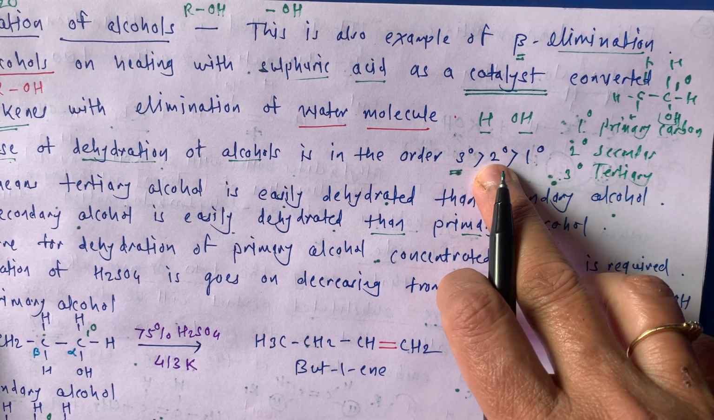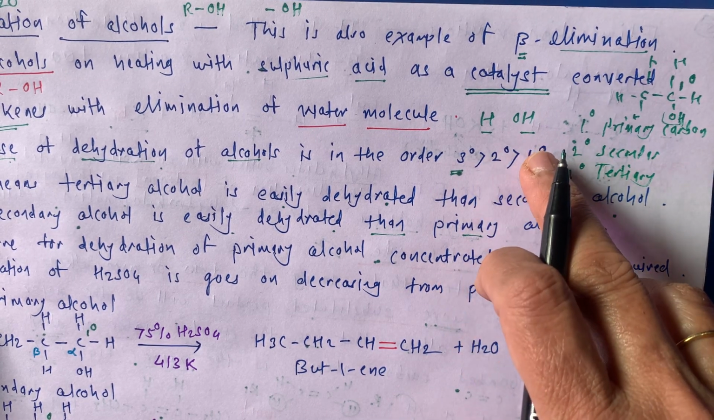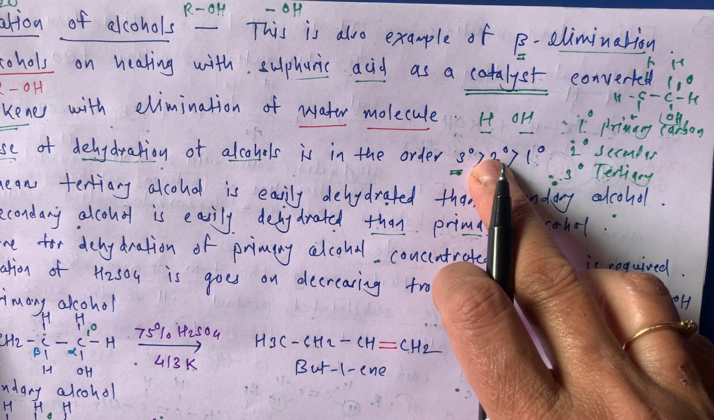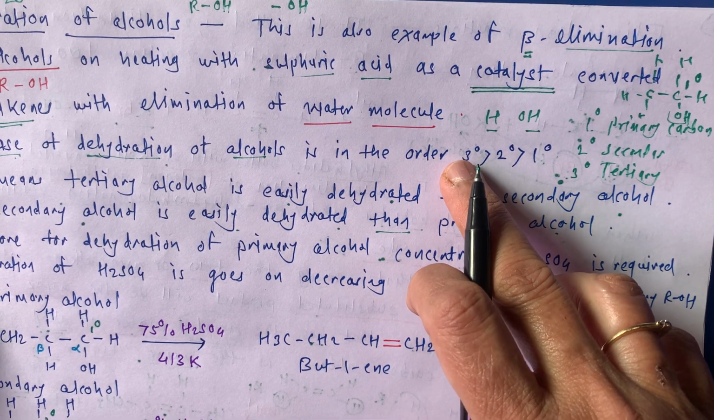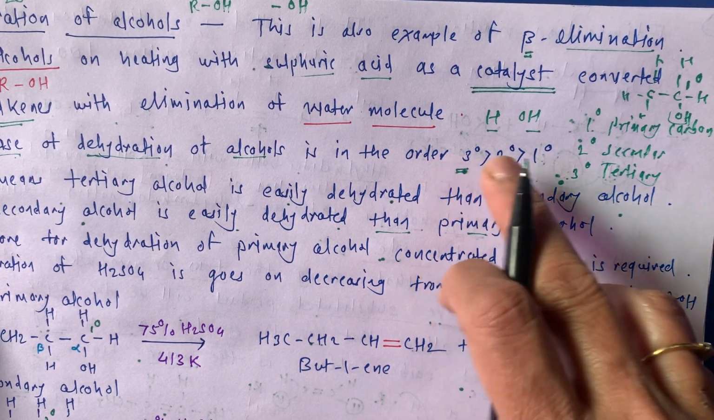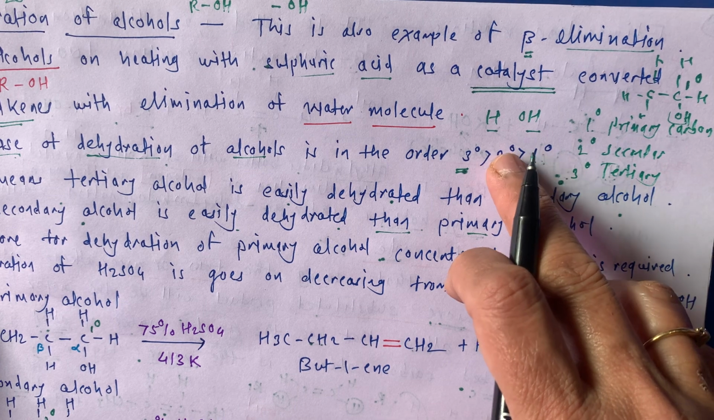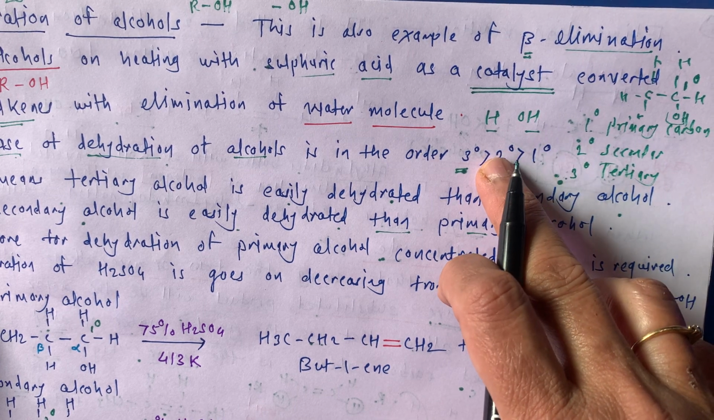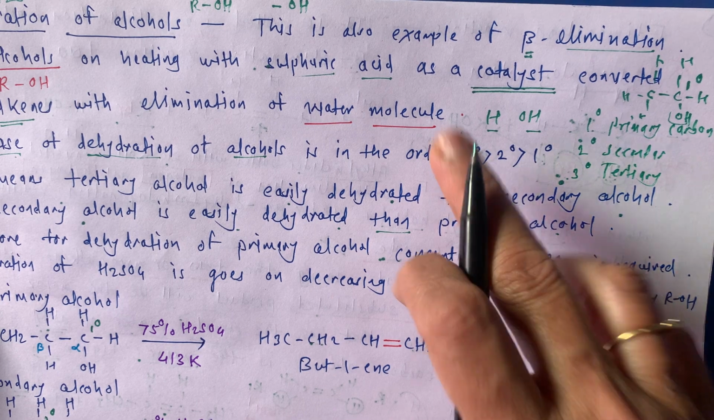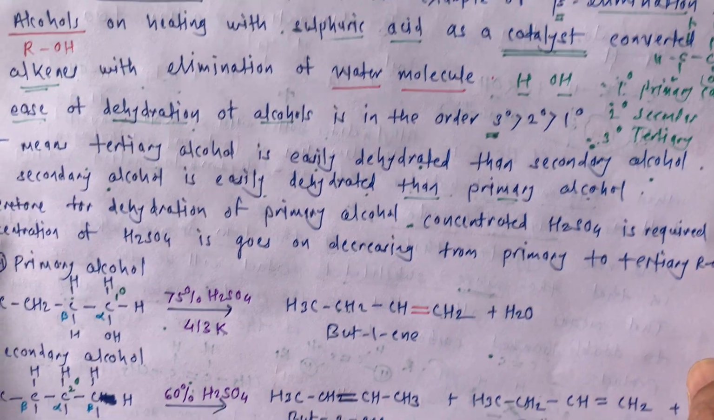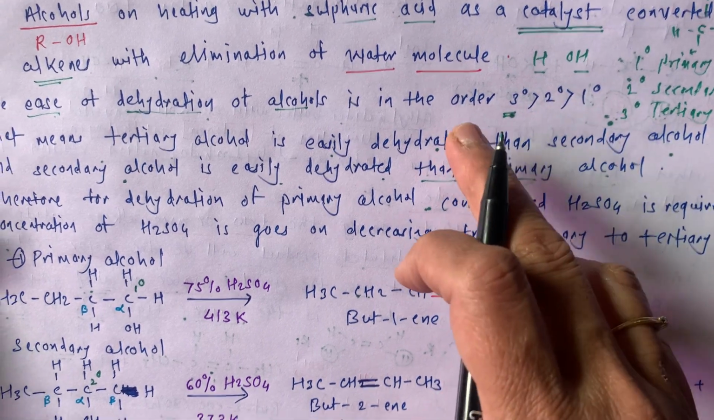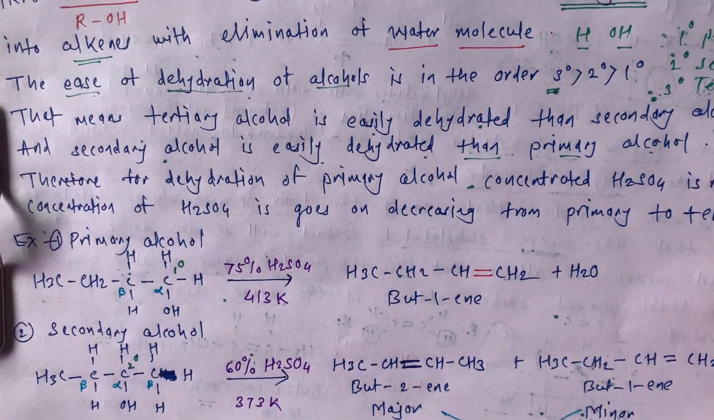But if you are going to use a secondary alcohol, then the concentration of sulfuric acid is going to decrease, and for tertiary it is very less as compared to secondary. Here it is concentrated, then here it is diluted than that, and here we can use very dilute sulfuric acid. Are you getting this point? Okay, so this is the explanation why we are going to use different catalysts.